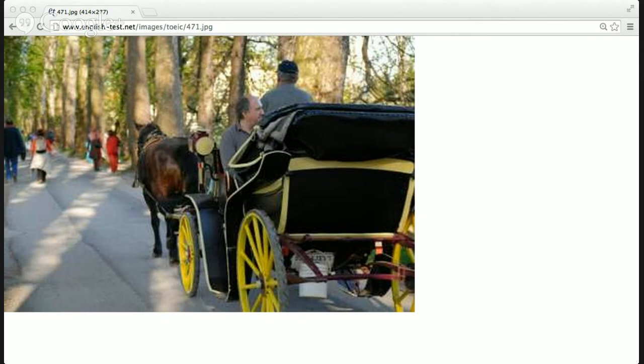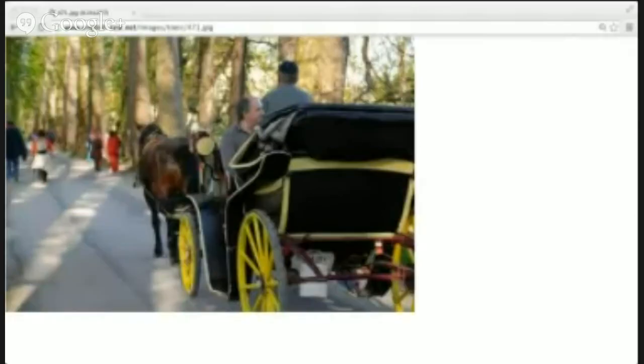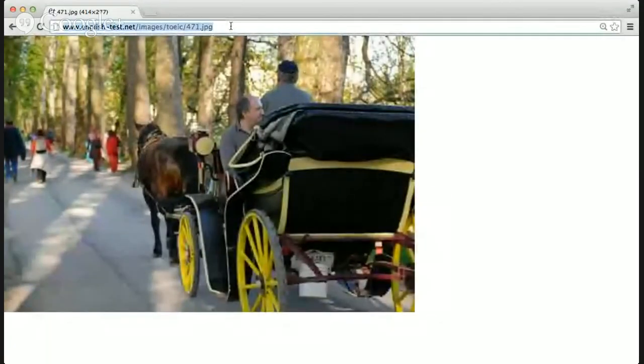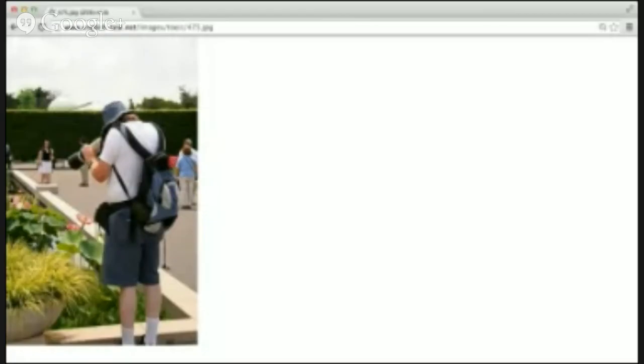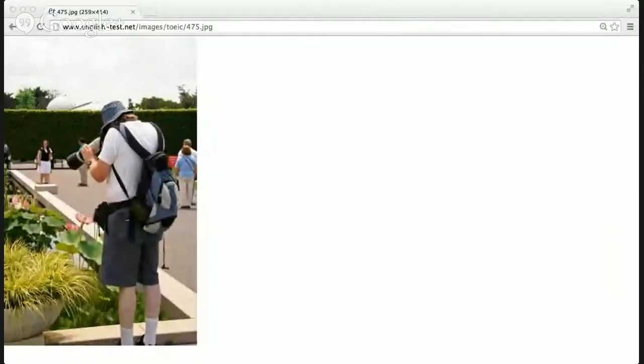Let's go to David. All right, David, your picture is here. Okay. All right, what can you see happening here, David? Well, okay, in this picture there is a guy who is taking a photo.